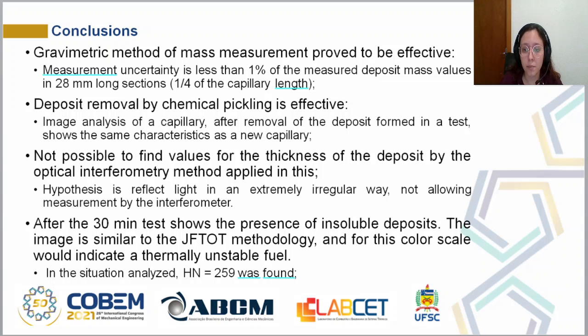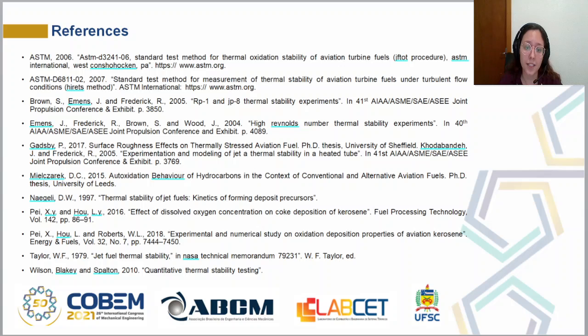After 30 minutes, the test shows the presence of insoluble deposits. The image is similar to the JFTOT methodology, and this color scale would indicate the thermally stable fuel. In this situation analyzed, the hierarchy number is the number below. This is the reference used in the work.